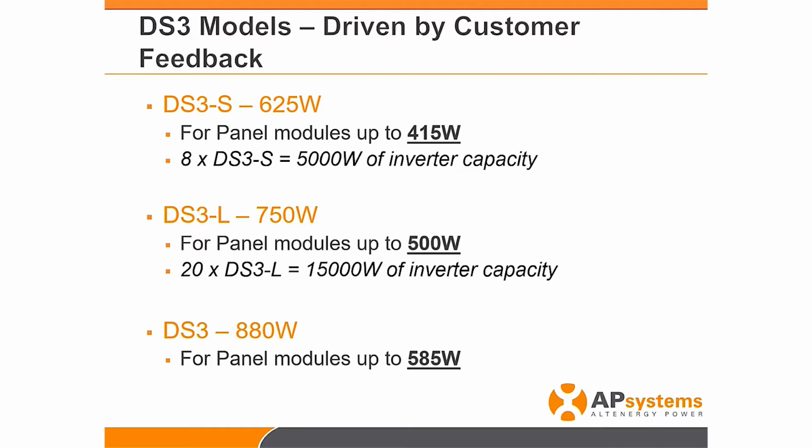For DS3L, similarly, the output is 750 watt, and you can couple modules of up to 500 watt. So you can put 2 modules of 500 watt each to make it 1000 watt on one DS3L microinverter. For DS3, it's 880 watts, so you can couple 2 modules, each of 585 watt, together with one DS3 inverter. And for the DS3H, it's 960 watt, so you can go up to around 640 watt on them.